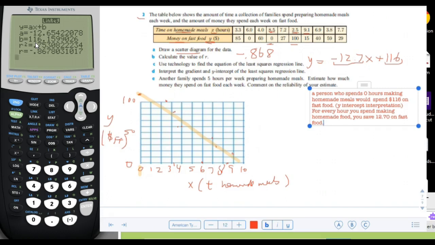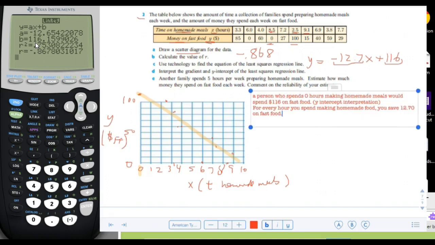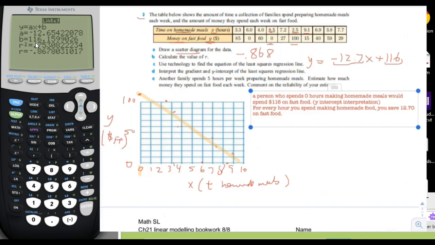Another family spends 5 hours per week preparing homemade meals. Estimate how much money they spend on fast food each week. Comment on the reliability of your estimate. Okay, so now we can use the equation that we just found. We can use this equation to figure out the amount of fast food expense for the family that spends 5 hours making homemade meals. We can find that by doing y equals negative 12.7 times 5 hours plus $116.